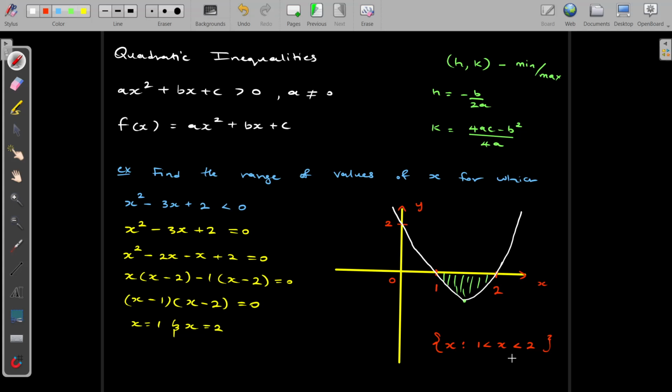So go again, please. I'm saying this shaded region down here, if we select any x value, it has to be between 1 and 2. Any x value we select in that region. So that would be the region of the graph where x squared minus 3x plus 2 is less than 0 because it's below the x-axis.